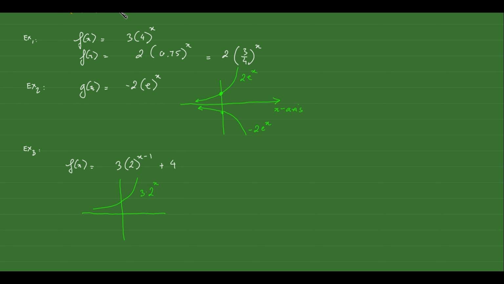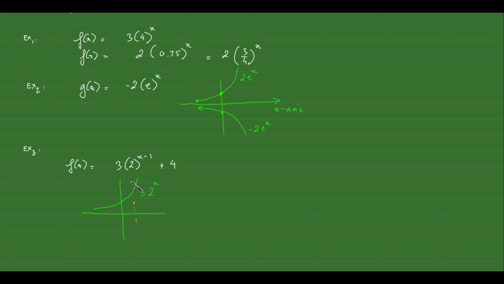So let me use a different color right here. So we move to the right 1 unit. So it means this value moves over here, so it becomes this value. Okay, and this one moves a little, and we gotta move up. We gotta move up 4 units.